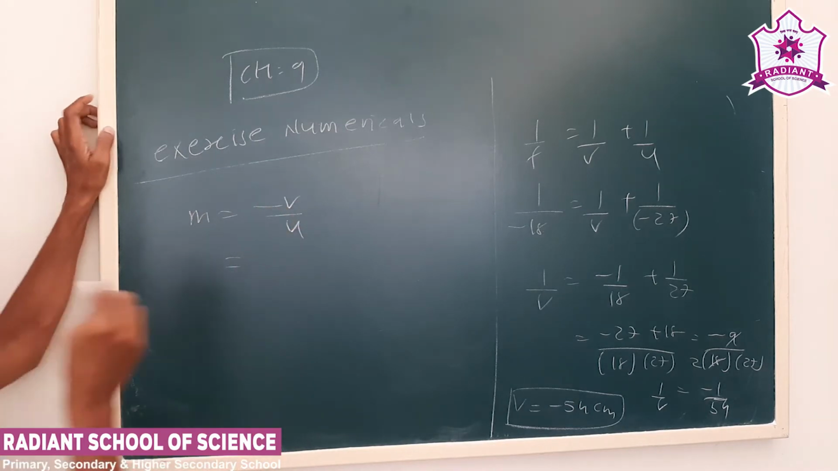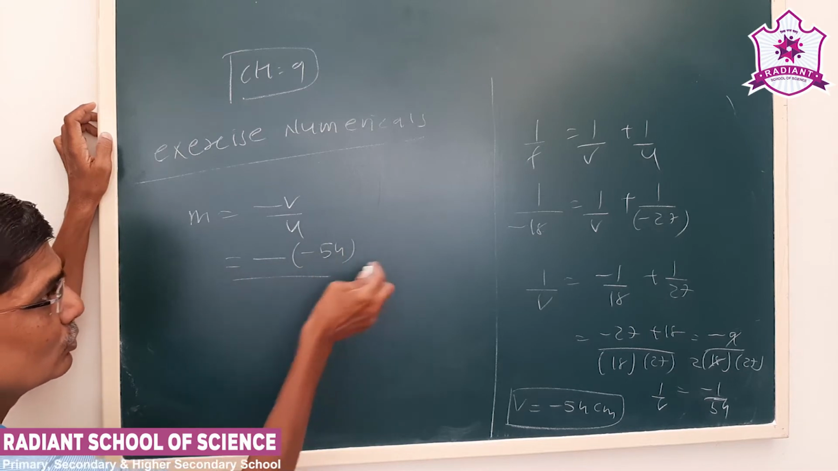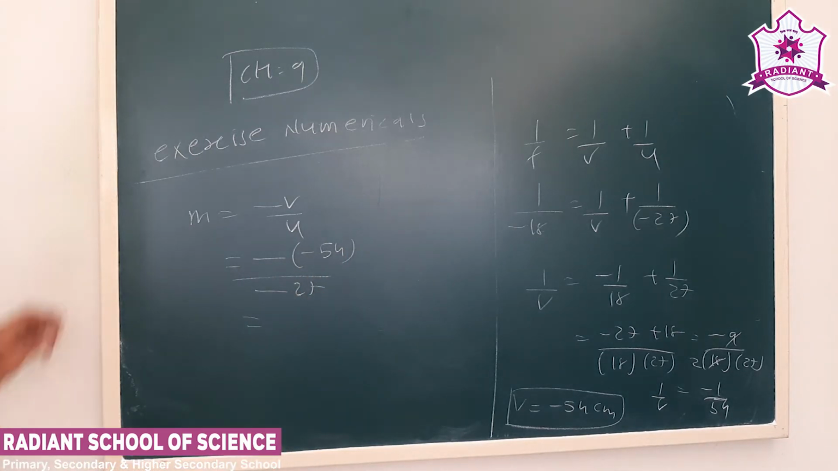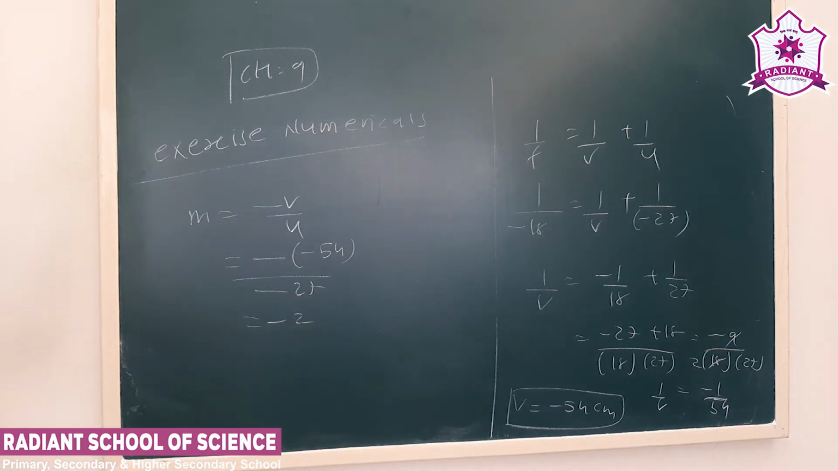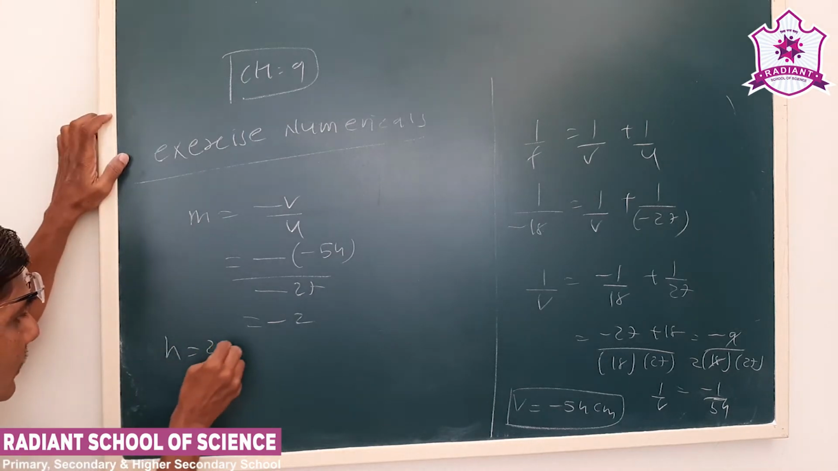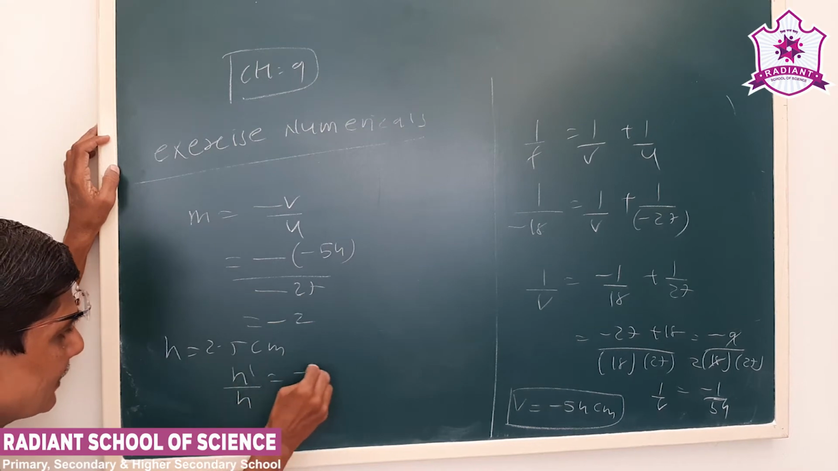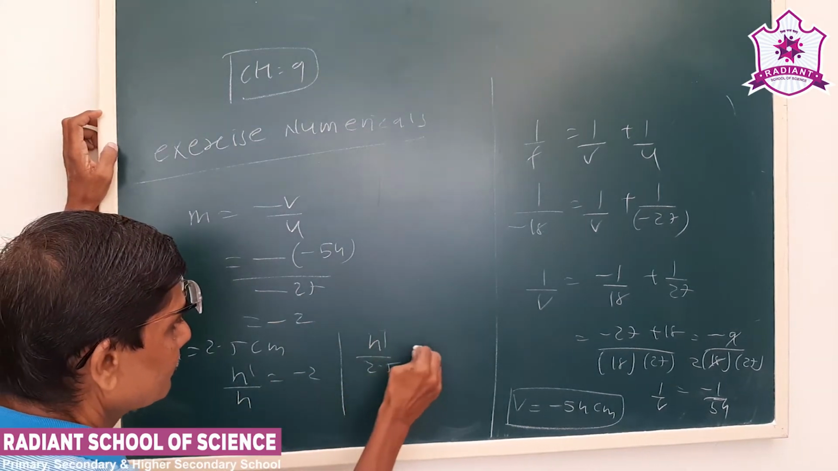See, concave mirror, v we have obtained negative, u is always negative. See, there are 3 negative signs. So magnification is minus 2. Okay, now see the height of the object is 2.5 centimeter. h dash upon h is minus 2. Okay, h is 2.5.